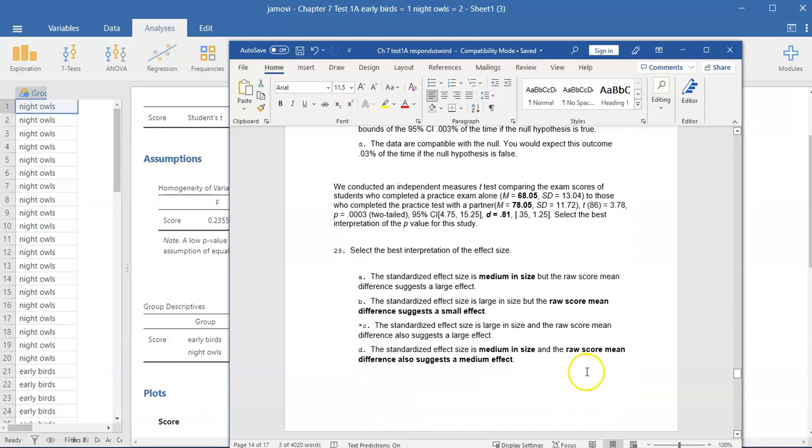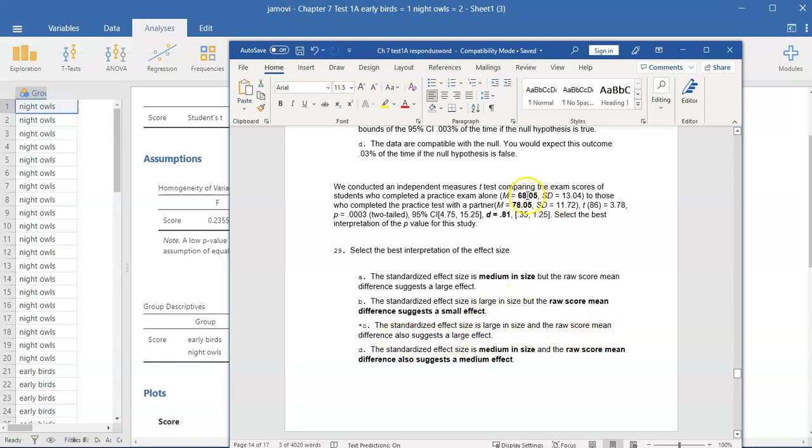Select the best interpretation of the effect size. In this case, the effect size is a d of 0.8, which is a large effect size. So this is your best answer. Your standardized effect size is large, and the raw score mean difference suggests a large effect.